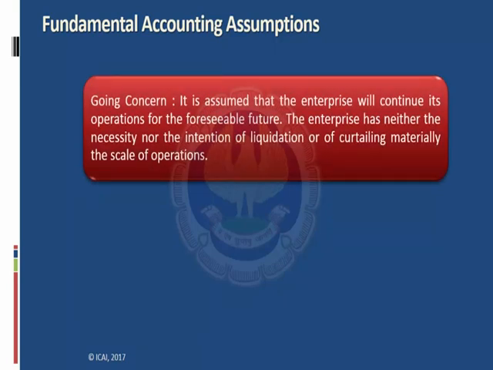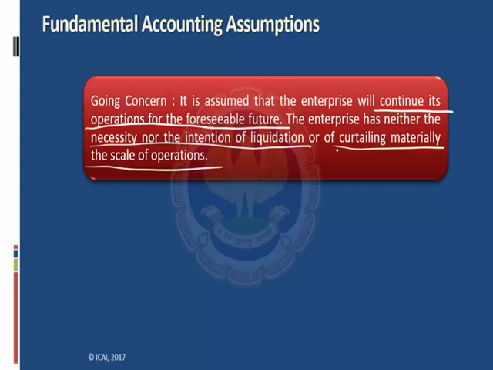So coming to going concern, it is assumed that the entity or enterprise will continue its operations for the foreseeable future. So it is self-assumed that the entity will run in the foreseeable future. The enterprise has neither the necessity nor the intention of liquidation. So the enterprise is not required to sell off its business, neither is there an intention of the entity to go for liquidation or to cut down its material operations. So the first thing is the entity is assumed to run forever in the foreseeable future.